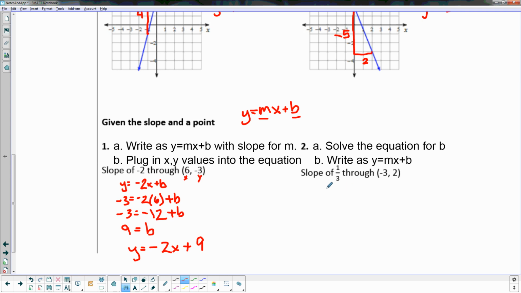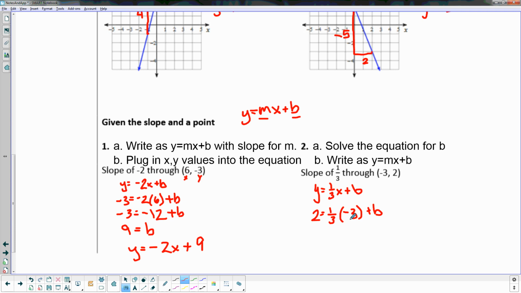Let's try that on this next problem. I have a slope of 1/3. So I'm going to write it with my slope, 1/3 x plus b. Plug my point in, plug my x and y's in, and I get 2 equals 1/3 of, in this case, negative 3 plus b. Now this could be some hard calculation, but in this one it works out pretty nice.